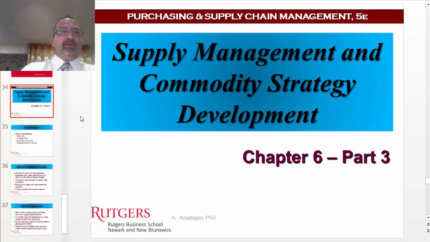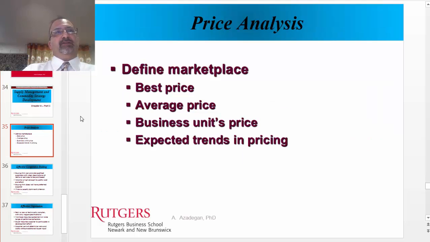The remainder of Chapter 6 talks about a series of particularly important strategies, one of which is price analysis, which could be based on the marketplace. We're going to cover price and cost in other lectures in more detail, so this is more or less just an appetizer to what's coming up next. But the marketplace can define what type of supply we're getting, and therefore it could be based on best price, average price, business units price, and otherwise.